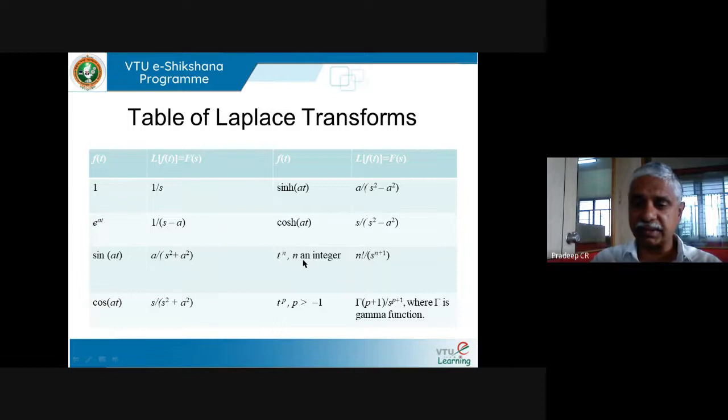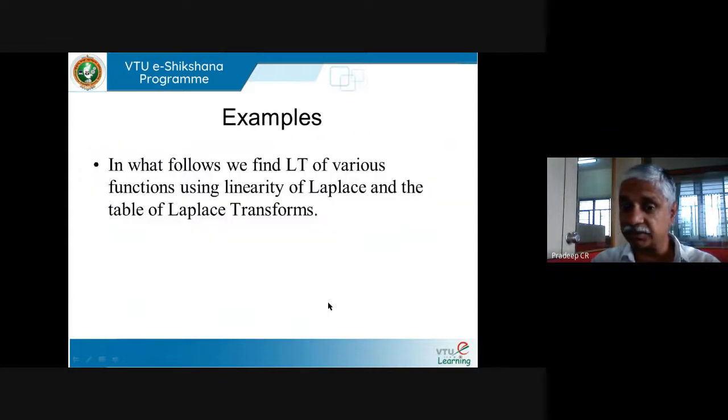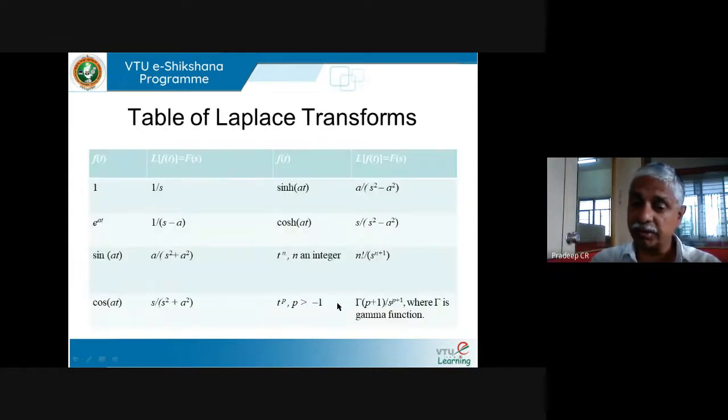And this looks suddenly different: the Laplace transform of t power n, where n is an integer, is n factorial divided by s power n plus 1. And t power p, where p is greater than minus 1. If p is less than minus 1, then the story is different, so I will not bother about it. So t power p, when p is greater than minus 1, is gamma of p plus 1 divided by s to the power of p plus 1. This, the table of Laplace transforms, you must know very well. 8 functions are given, and at least 7 of these you must know very well. Otherwise, you can't solve any problem in Laplace transforms.